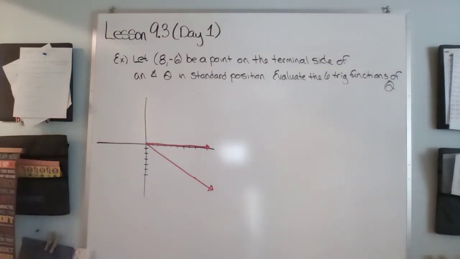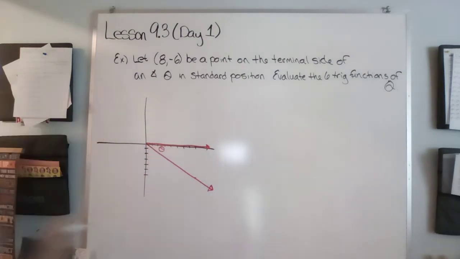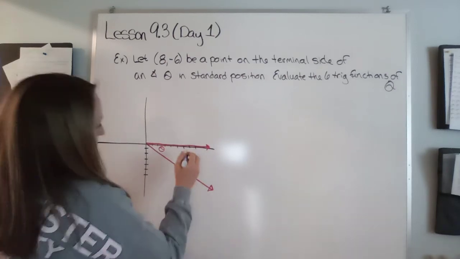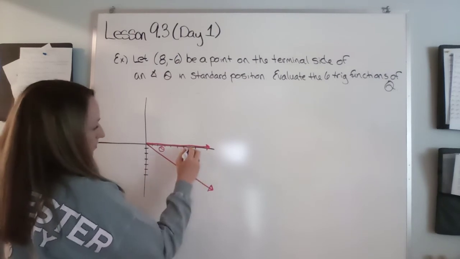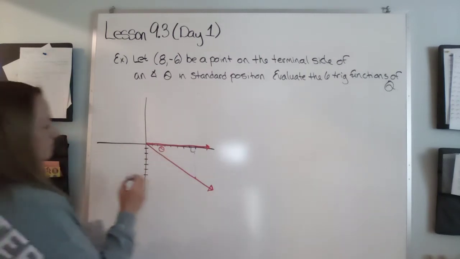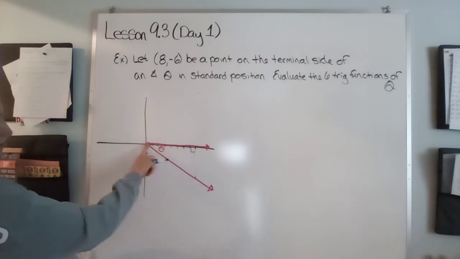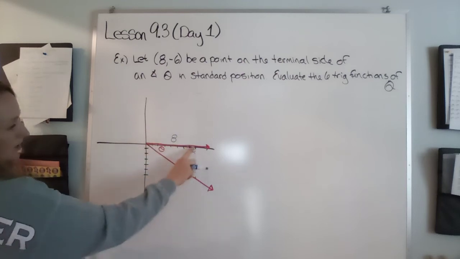Okay? So theta, I'm going to put theta right here. So theta is formed by the terminal side and the initial side of your angle. Okay? And then what I'm going to do is drop in a vertical segment to that point so that I can form a right triangle. Now, for your right triangle, this side of the right triangle is how many units long? It's 8 units long.